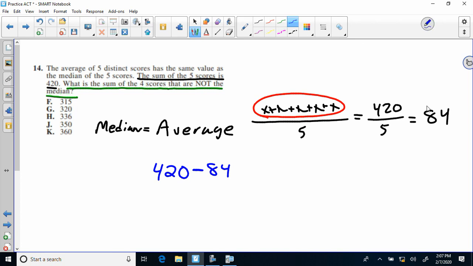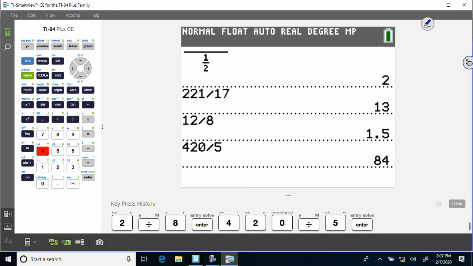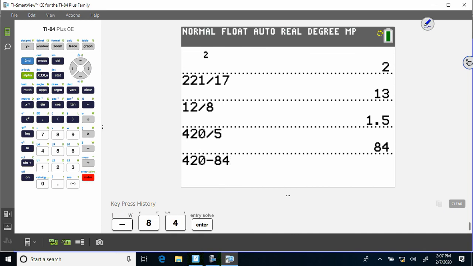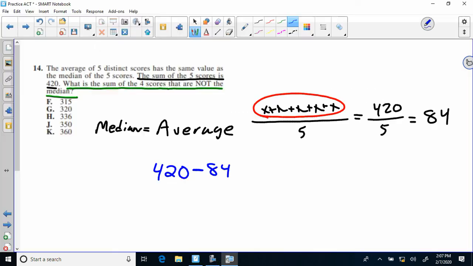So we're doing 420 minus 84, and that gives us 336. And so our answer should be the letter H. A lot of words in there. The math part of that's not hard. It's understanding what it's asking that is the hard part of that one.